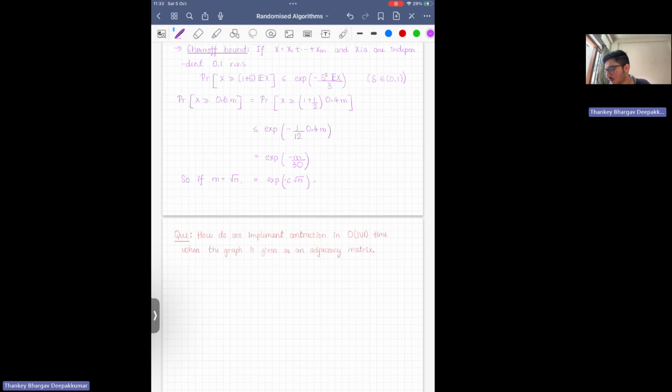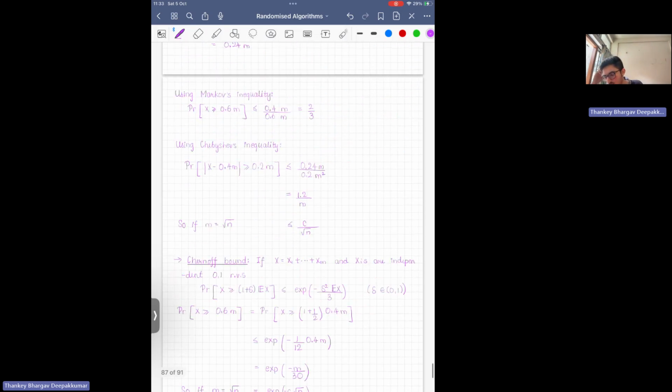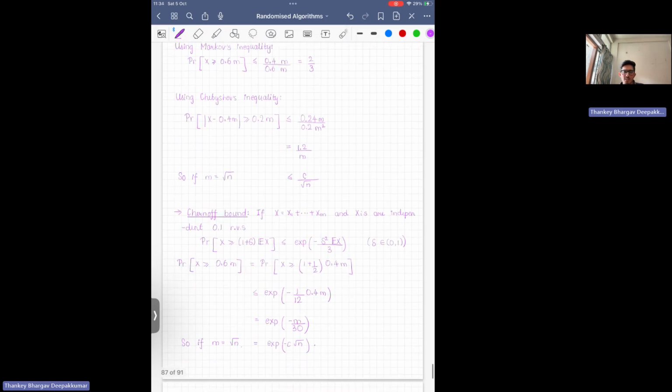So over here we saw that using Markov's you can upper bound the error probability to be constant. Using Chebyshev, you can upper bound it to be inverse poly, and using Chernoff, you can upper bound this to be inverse exponential. And this is something we observe frequently while trying to analyze the success probability of randomized algorithms. So Chernoff gives you the best results, followed by Chebyshev, followed by Markov. Okay.